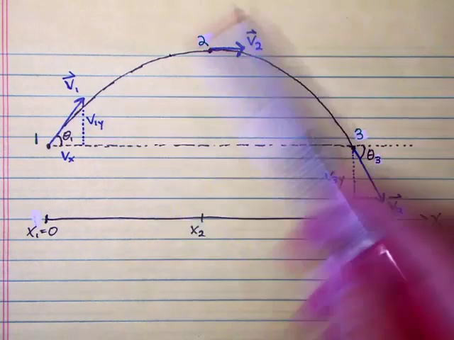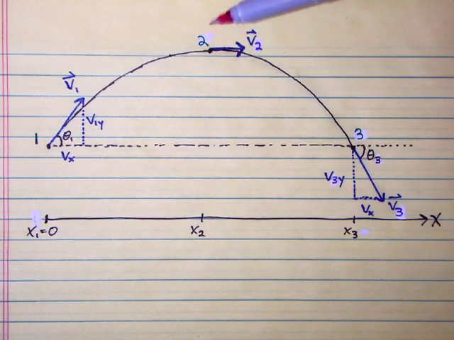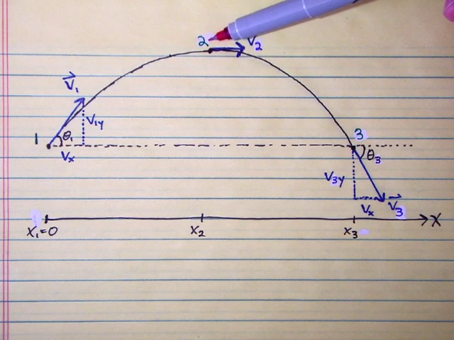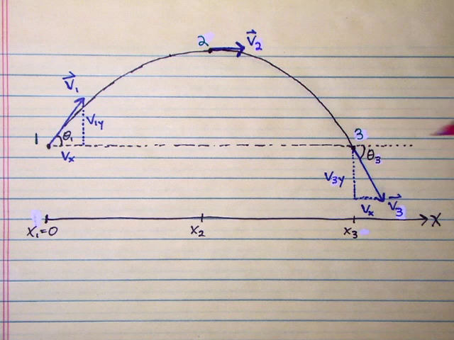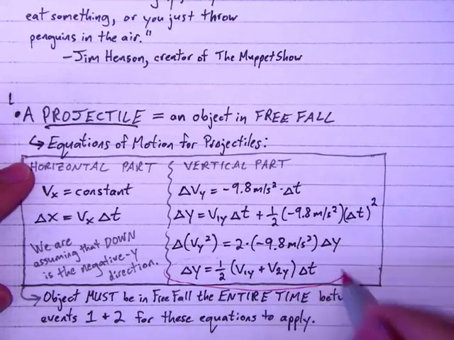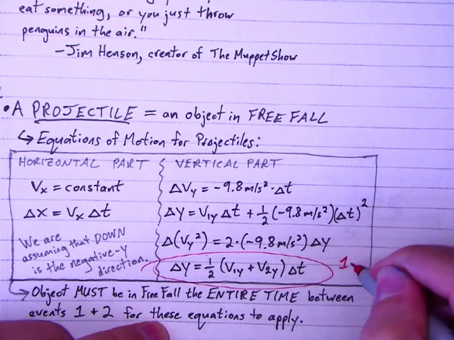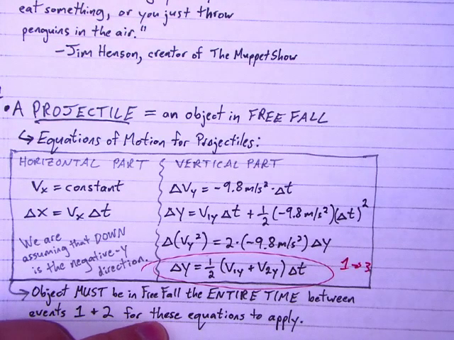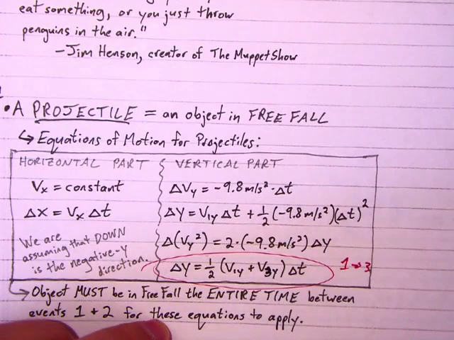Okay, so I've got events 1, 2, and 3. This time I'm calling event 2 when the projectile is at its highest point, and 3 when it lands over here. And let's compare its launch velocity to its landing velocity. Going to our equations here, I can take a look at this last one. If I'm comparing events 1 to 3, then this changes to v3y right here.